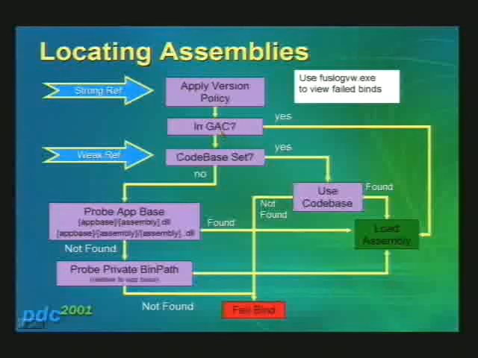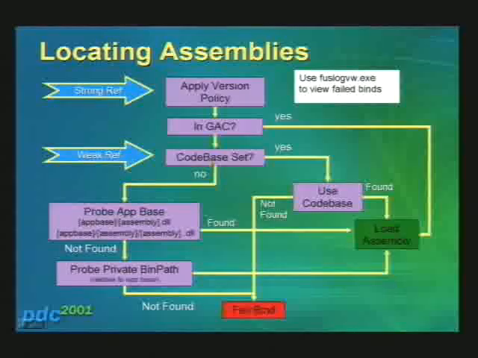If we don't find it in the global assembly cache, we look for a code base setting. I'll show you how to set the code base in just a minute. If we find a code base setting, then we go and actually use that code base. If the assembly is found at that code base, we load it and everything's fine. If the assembly is not found at that code base, everything stops and the bind fails. Okay, so we don't find the assembly. So if you provide a code base, it's the last resort. There's nothing else that's going to happen after that code base if it's wrong.